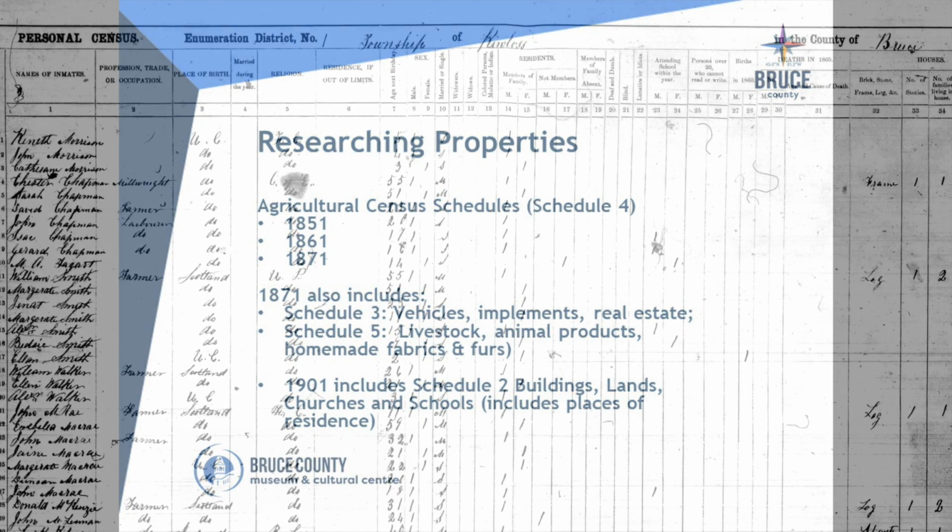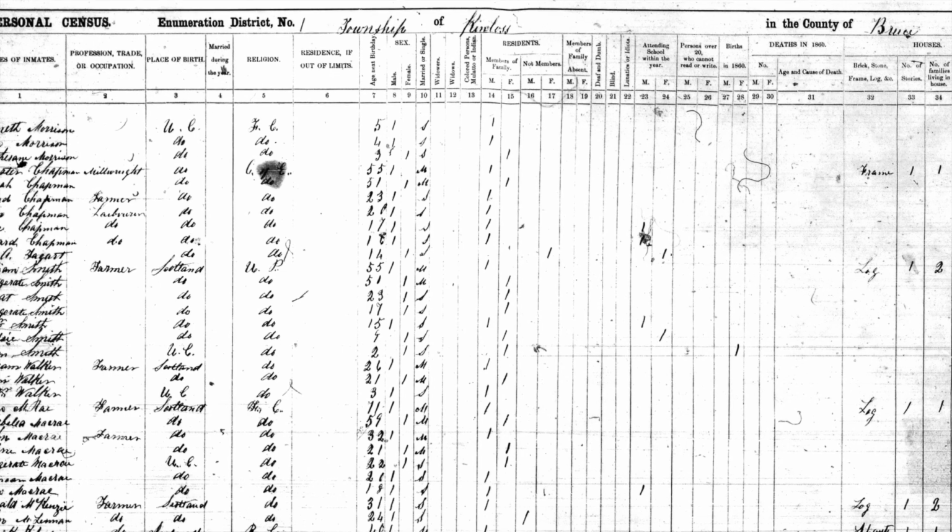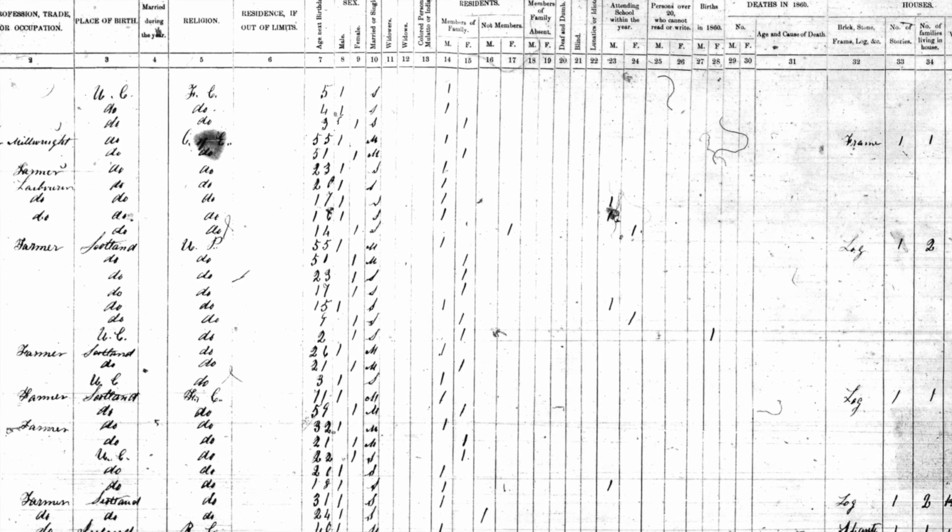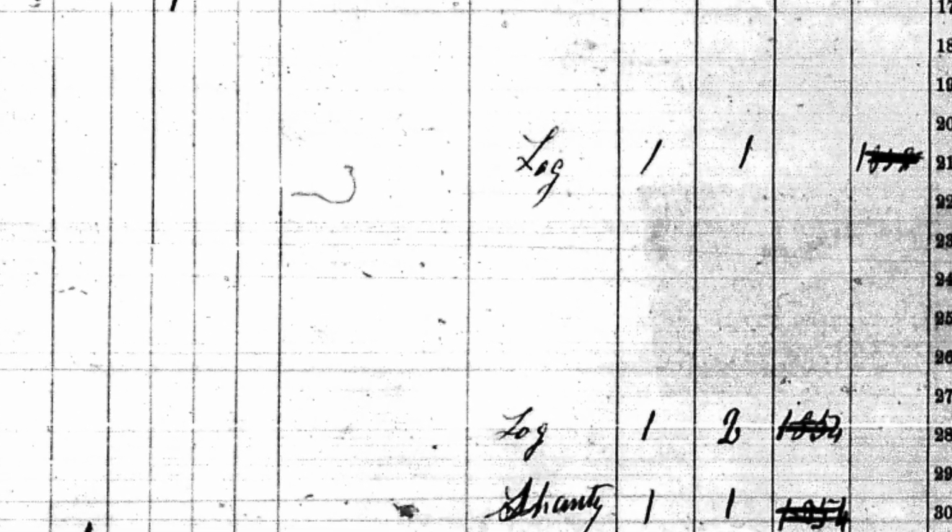The 1861 census tells us a bit more about Mackenzie and the property. The agricultural census confirms he was farming on lots 19 and 20 of Concession 8 Kinloss Township. And on the far right side of the personal schedule, we see that he was residing in a one-story log house and that 2 families were in the house at that time.